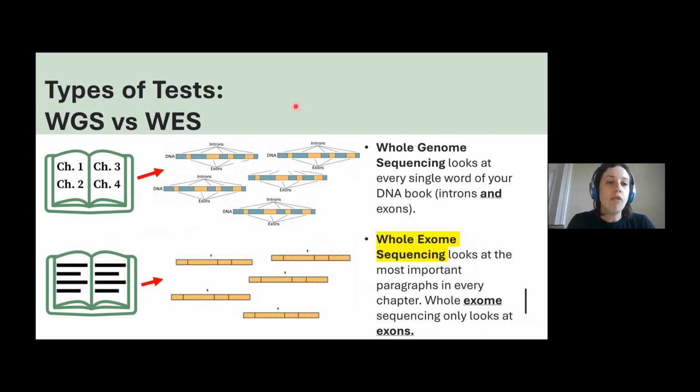So to start, I'm going to go over 2 types of tests, whole genome sequencing or WGS and whole exome sequencing or WES, and compare and contrast them to each other. So whole genome sequencing is the most thorough of all of the tests. It is looking at every single part of your DNA. It's looking at every single word. And if we think about this little idea of introns and exons that I talked about before, it's looking at both of those elements. It's looking at both the introns and the exons, or those highlighted really important parts.